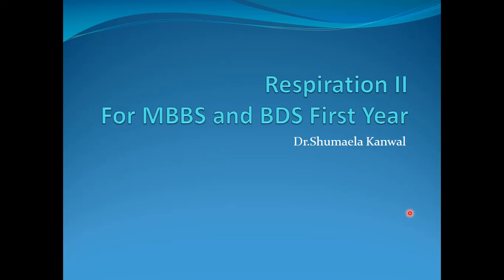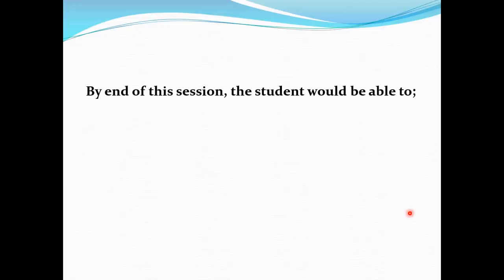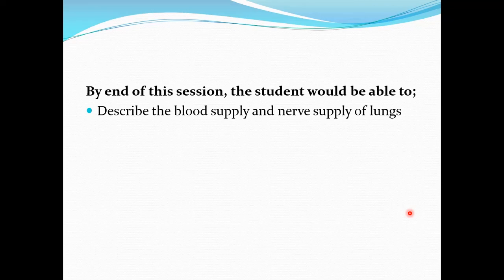In the previous lecture, we learned about the physiological anatomy of the upper and the lower respiratory tract. Moreover, we talked about the functions of the upper and the lower respiratory tract. Today, we are going to talk about the blood supply of the lungs and the nerve supply of the lungs.